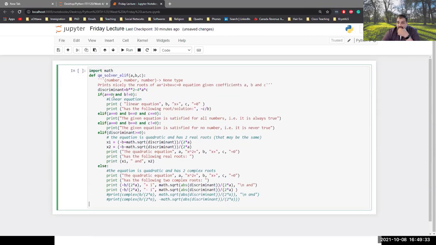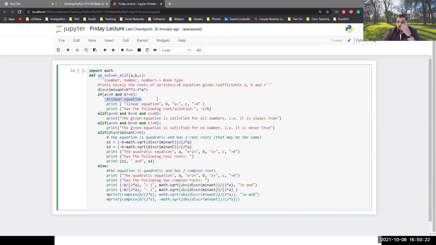So let's take a look at this. If A is equal to zero and B is not equal to zero, what does that mean? Linear. That's a linear. And so I'm gonna print linear equation, B then X plus C equal to zero. So I can print that equation nicely. Let's suppose that I enter 2, so it's gonna be 2x plus the value of C, equal to 0.